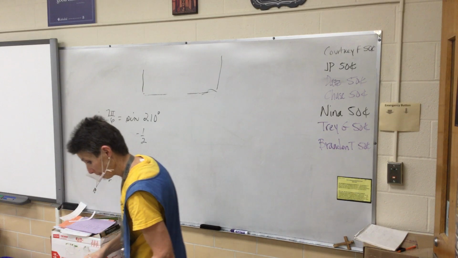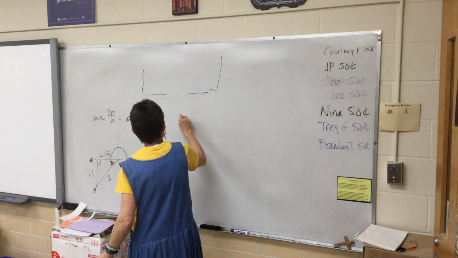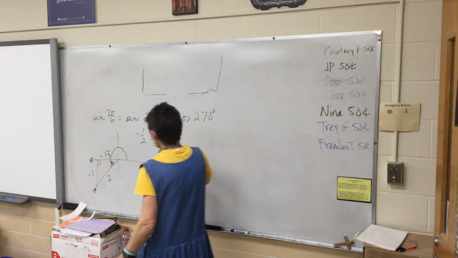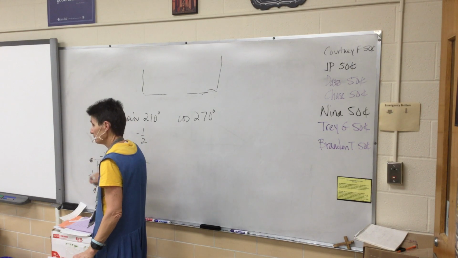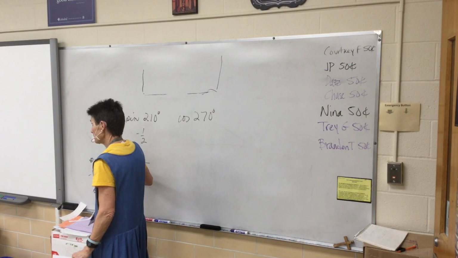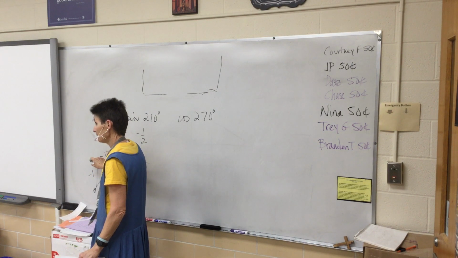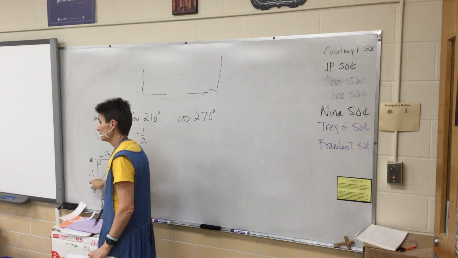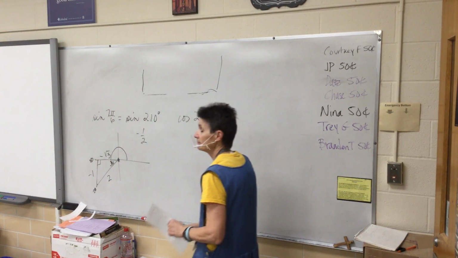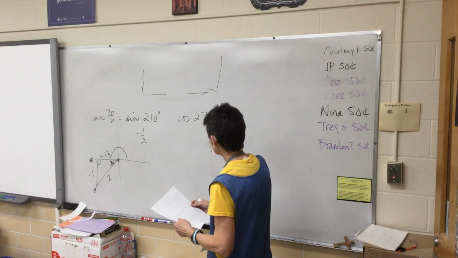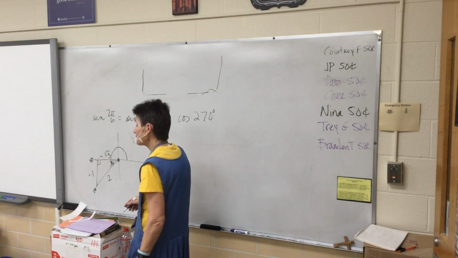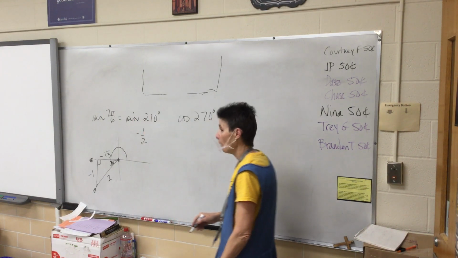How do you know the negatives and positives again? Okay, you're in quadrant 3. Here's the origin. X is negative, y is negative. It depends on the quadrant you're in. Hypotenuse is always positive. Hypotenuse is always positive.